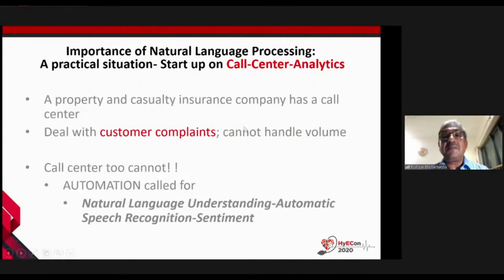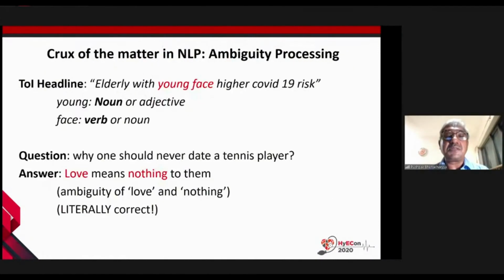Now, a typical practical situation would be customers complaining about, let's say, an insurance company's service, and the volume is so much that you need automation. So you need natural language understanding, automatic speech recognition, and sentiment robots who will process this information and escalate the complaints to the higher management.